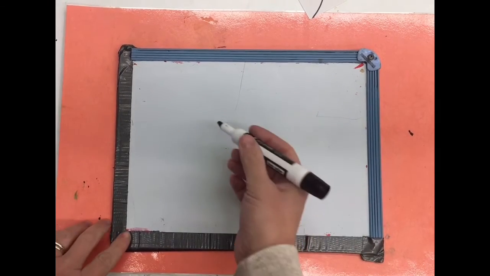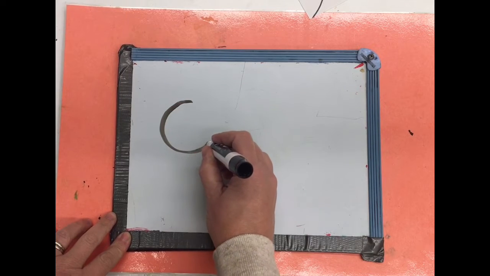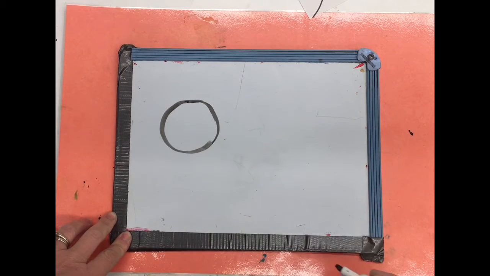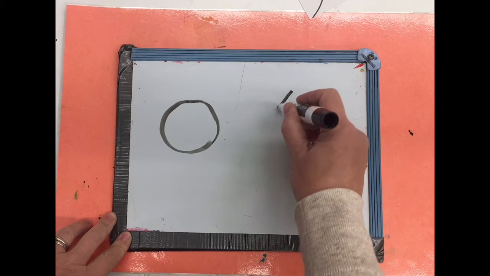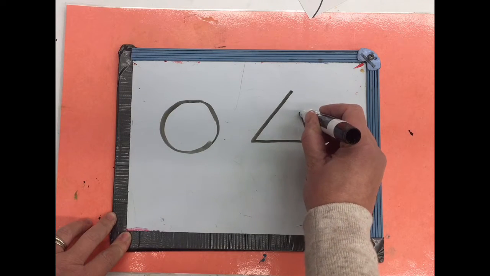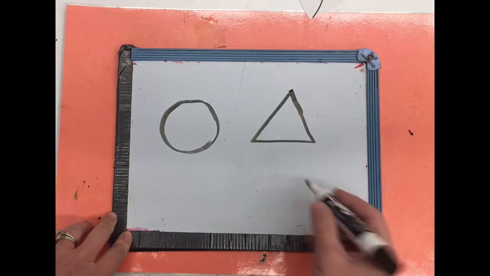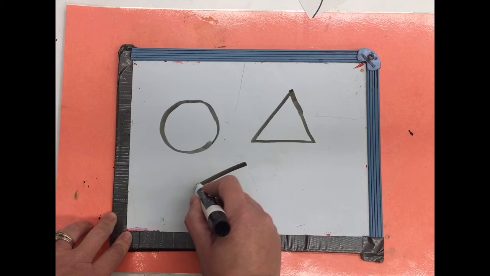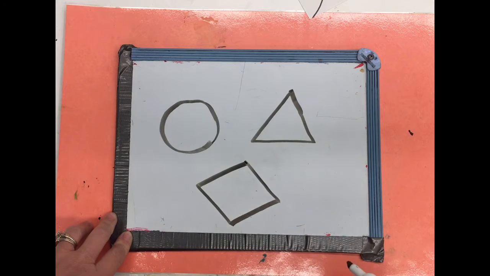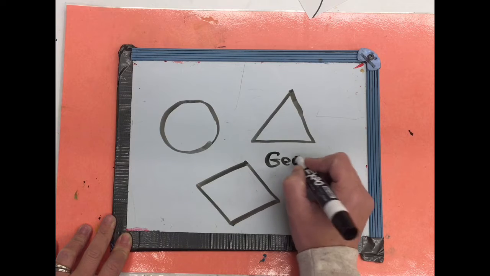There's a saying that goes, when a line bends, a shape begins. So here I have the beginning of a curved line. Completed becomes a circle. An angled line closed in becomes a triangle. And a boxy line completed becomes a rectangle. These are all examples of geometric shapes.